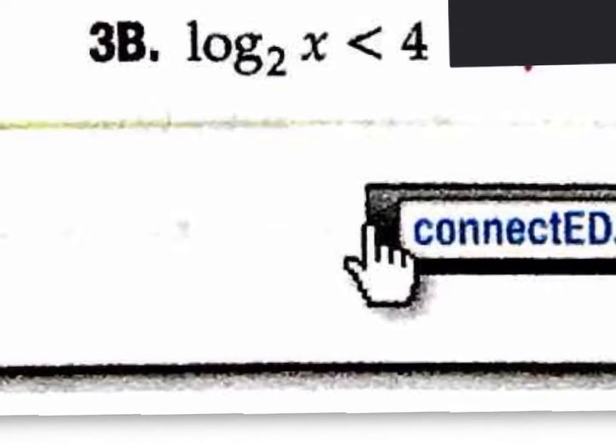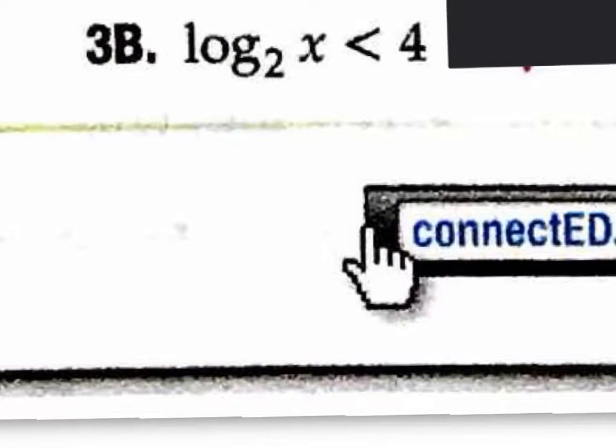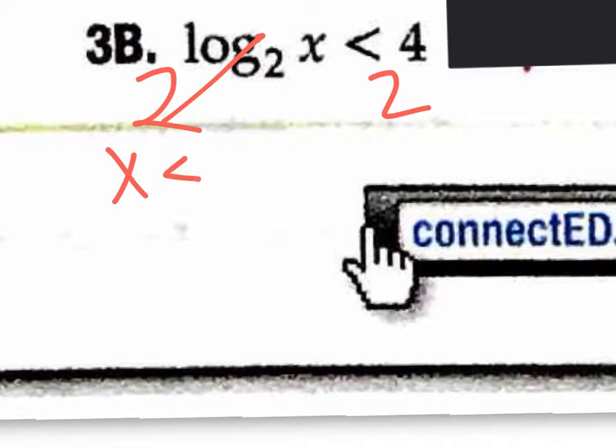Let's try this one right here. How would I solve this one? Base 2 on both sides cancels out, x comes down, the less than comes down. 2 to the 4th is what? 2 times 2, 4 times 8, that's 16. 16, right? Okay, so we have x is less than 16.